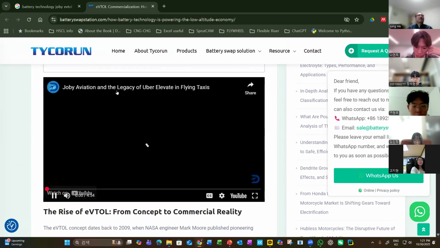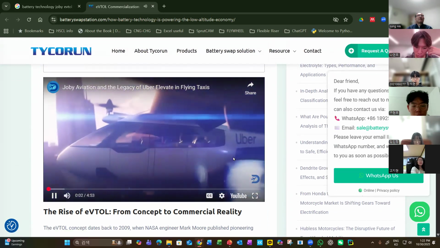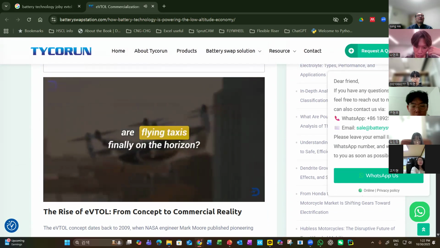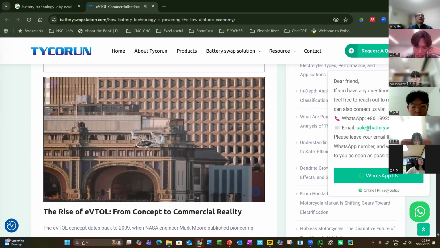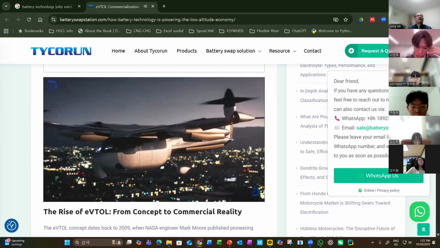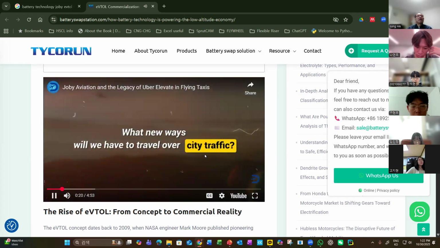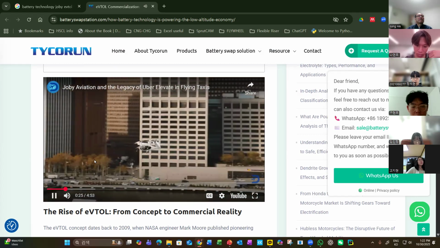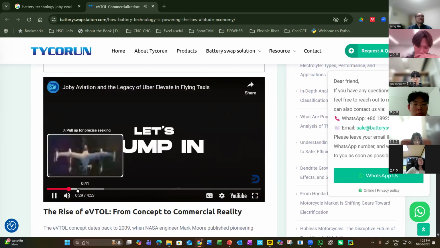Joby Aviation and the legacy of Uber. Joby Aviation is taking the legacy of Uber Elevate and turning it into reality. Are flying taxis finally on the horizon? Today, we'll explore the thrilling developments in flying taxis, focusing on how Joby Aviation is stepping up after Uber Elevate's ambitious plans. What new ways will we have to travel over city traffic? Let's jump in and find out what's next.